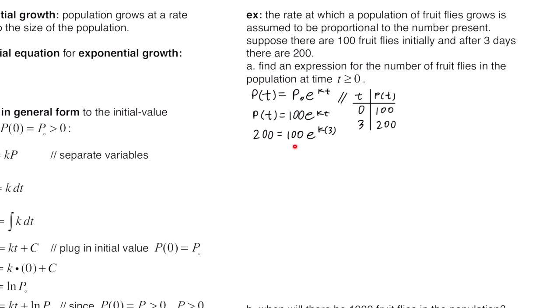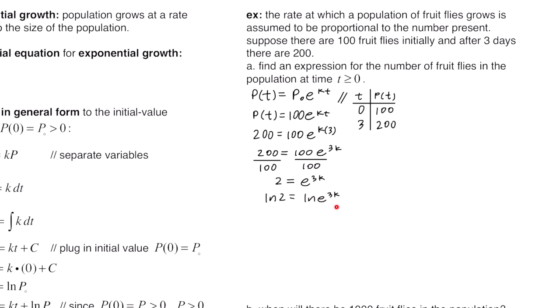So now we have an equation that we can solve for k. First step, we're going to divide both sides by 100. So we just get 2 equals e to the 3k. To solve for k, we're going to take the natural log of both sides. On this side, we have the natural log of e to the 3k.